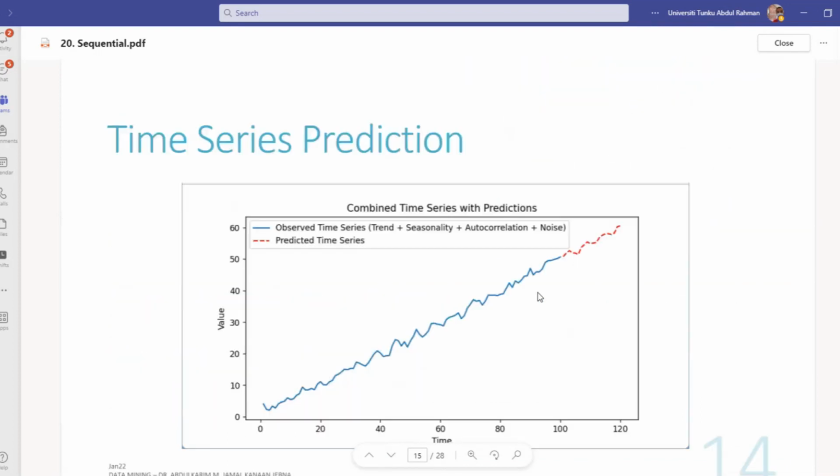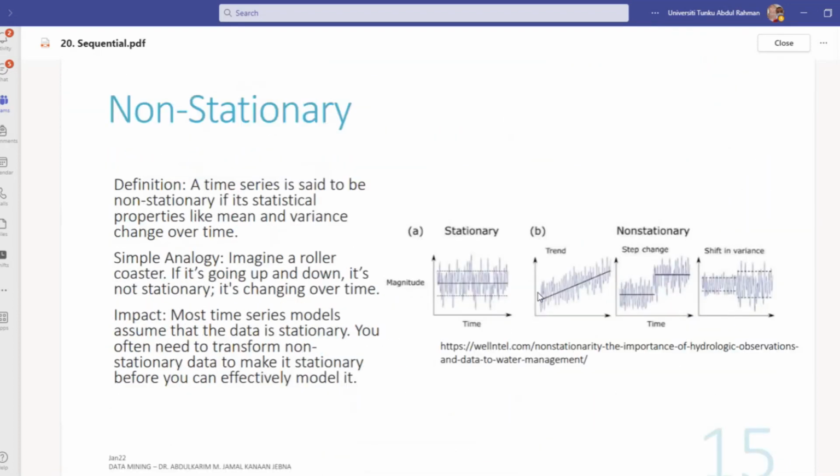Now the last one is stationary or non-stationary data. Usually when we work on time series, the data set should be stationary. What do we mean by non-stationary or stationary data? A time series is said to be non-stationary if its statistical properties like mean and variance change over time. For example, this is an example figure for stationary, so you notice that the mean and the variation of the values going up and down is the same.